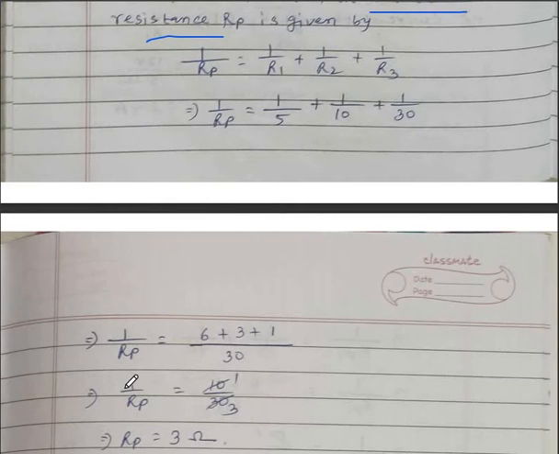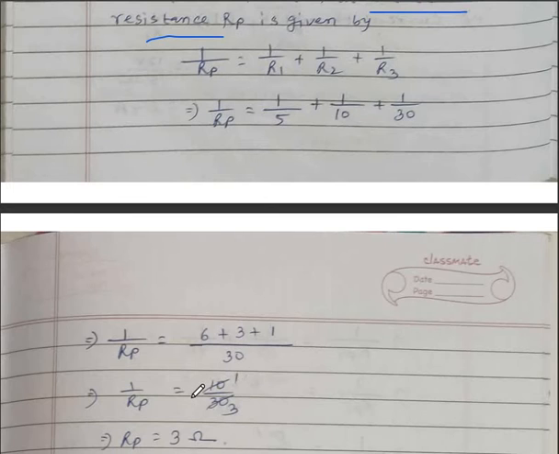Left side keep it 1 by Rp. 5 sixes are 30, 6 ones are 6. 10 threes are 30, 3 ones are 3. 30 ones are 30, 1 one is 1. After addition you will get 10 by 30. After cancellation it will be 1 by 3.